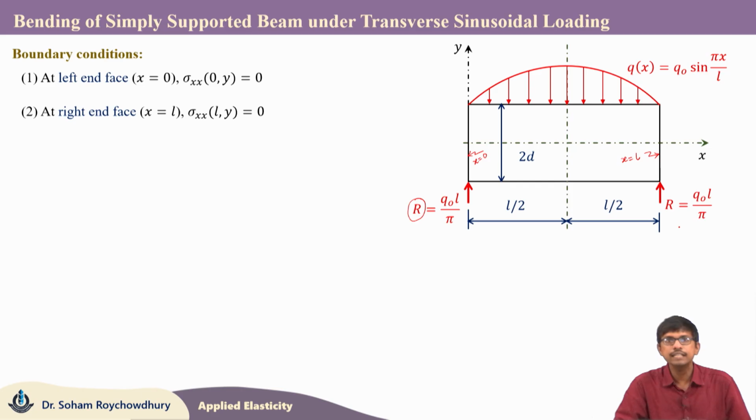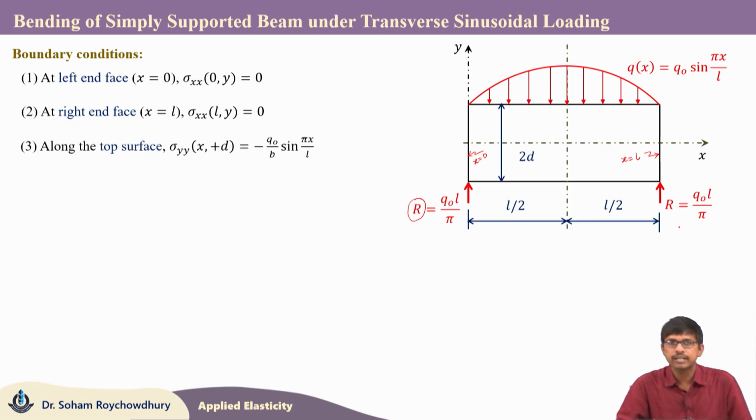Similarly, the right edge is also free of any kind of normal traction. So, sigma x x at L comma y is also 0 because the right edge is defined as the x equals to L plane. So, 1 and 2 define the left and right faces being free of any kind of normal surface traction. Now, coming to the top face, the top face is defined with y equals to plus d, and the bottom face is defined with y equals to minus d.